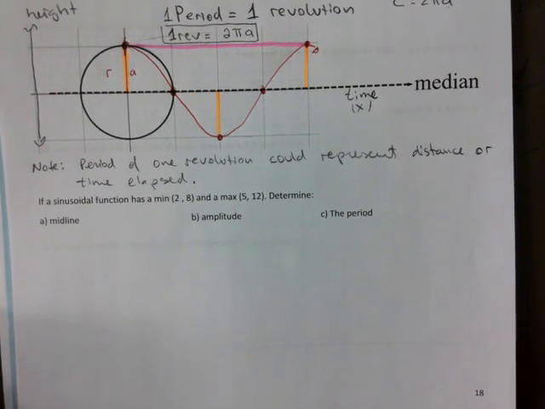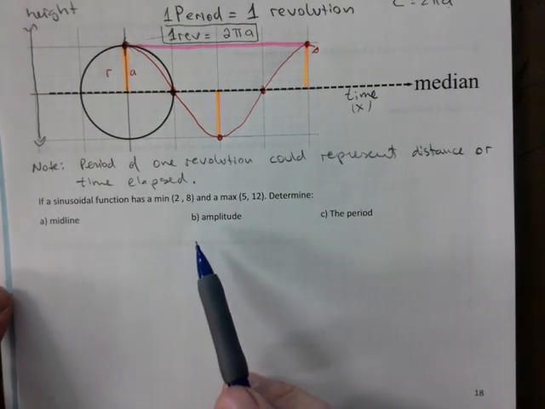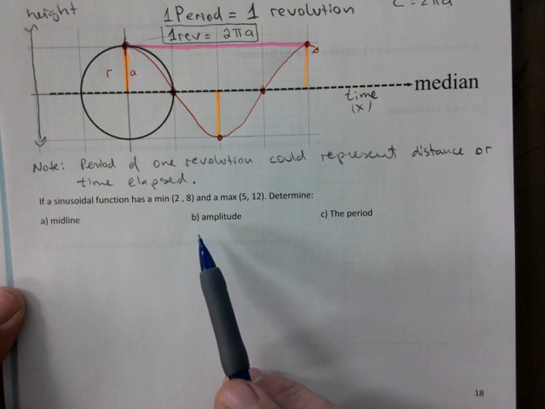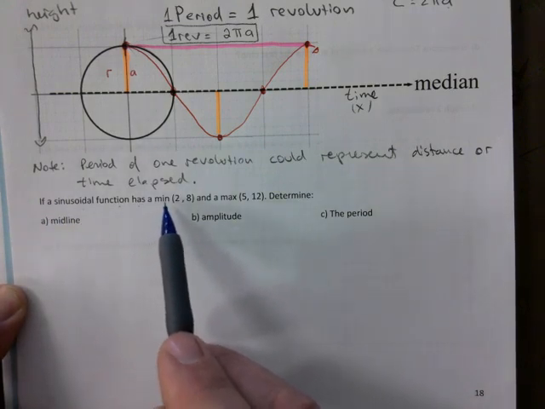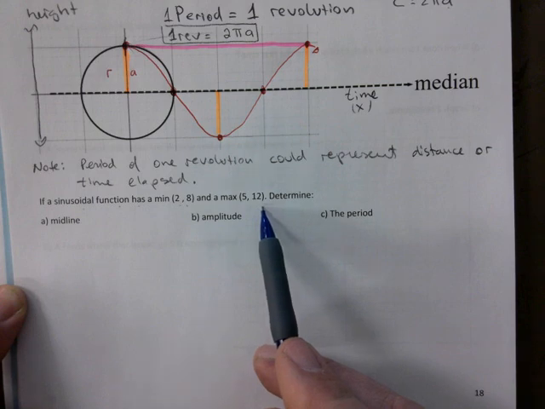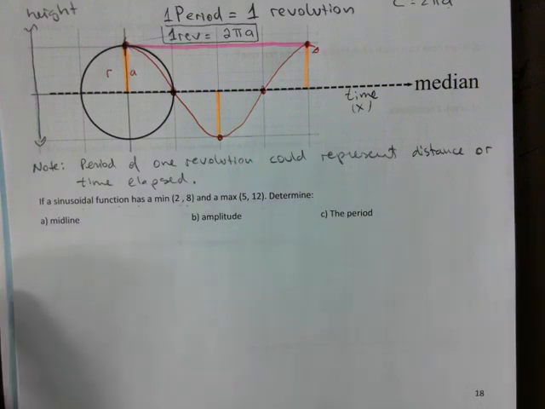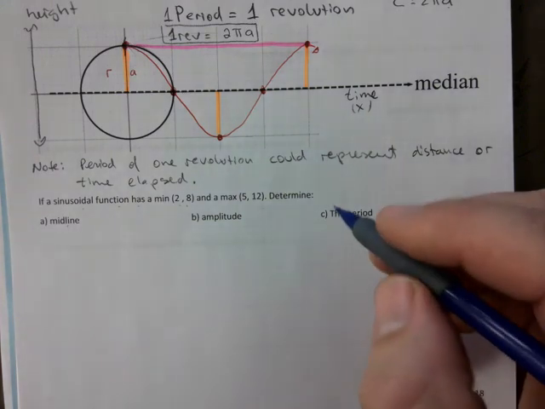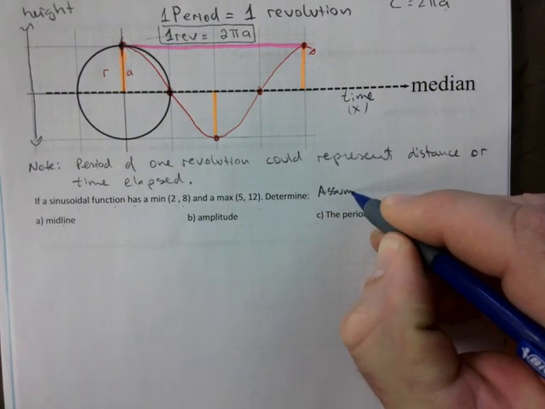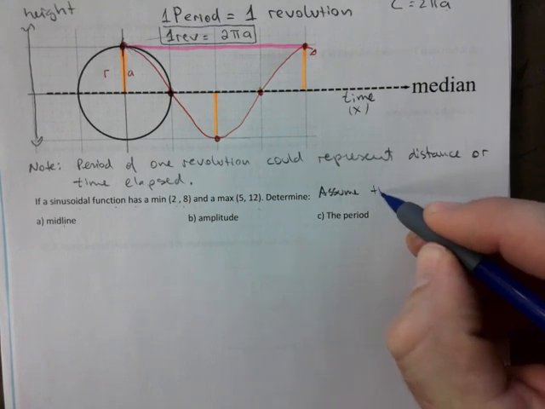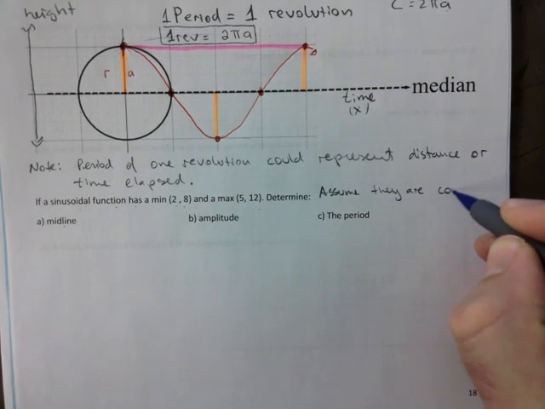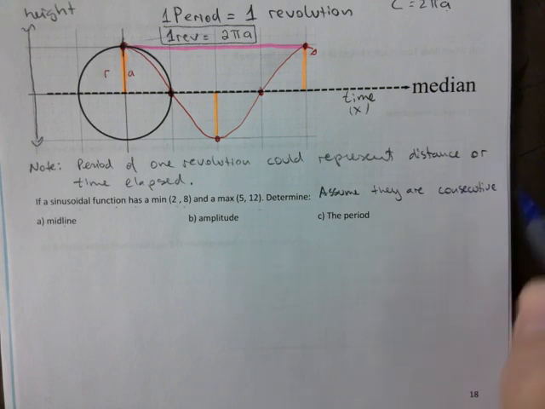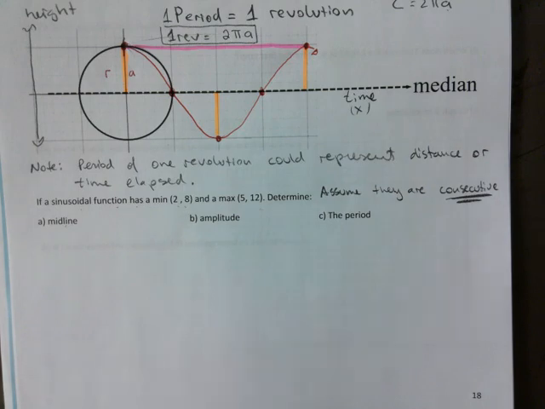Okay. If a sinusoidal function, so this is kind of getting back to the symmetry of a periodic function. If a sinusoidal function has a minimum of 2.8 and a maximum of 512, determine the midline, the amplitude, and the period. I want you to add this because it's important. Assume they are consecutive. Okay, so we're assuming they're right next to each other, these 2 points that we were just told about.